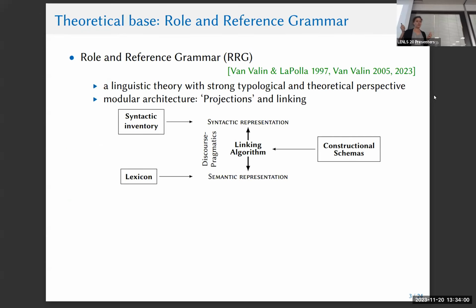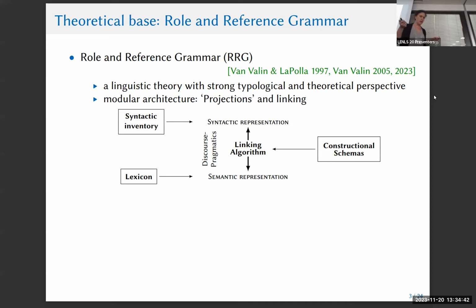The theoretical base, I will be pretty non-standard in all the frameworks I'm using, putting everyone out of the comfort zone of formal semantics and traditional syntactic analysis. The theoretical base is Role and Reference Grammar. It's a very different way of thinking about linguistic structure. This is a theory with a strong typological and theoretical perspective, which is very important. I don't want to defend the choices here, but it is applicable to a wide range of languages.